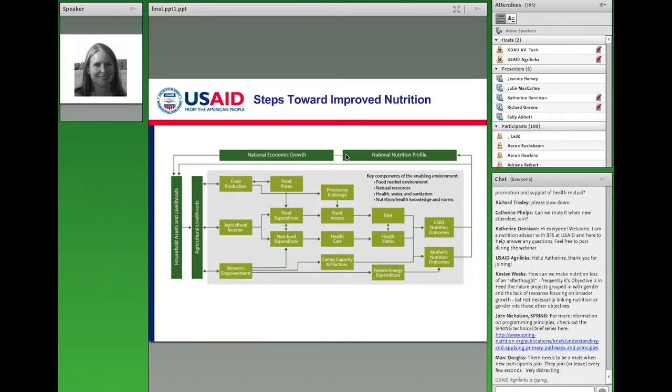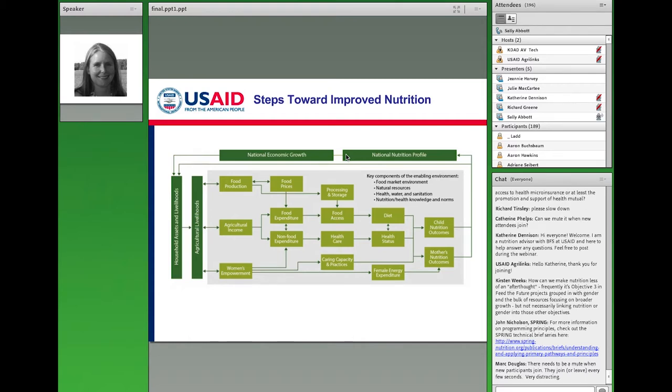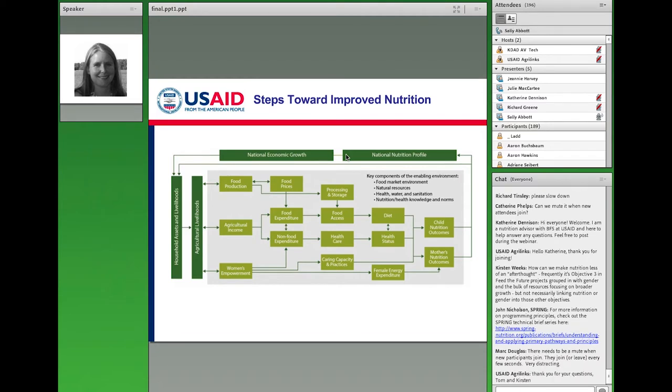Acting on all of these routes is the enabling environment for nutrition, which includes several key components. The natural resource environment, the food market environment, the health, water, and sanitation environment, the nutrition, health, knowledge, and norms, and other factors such as policy and governance.